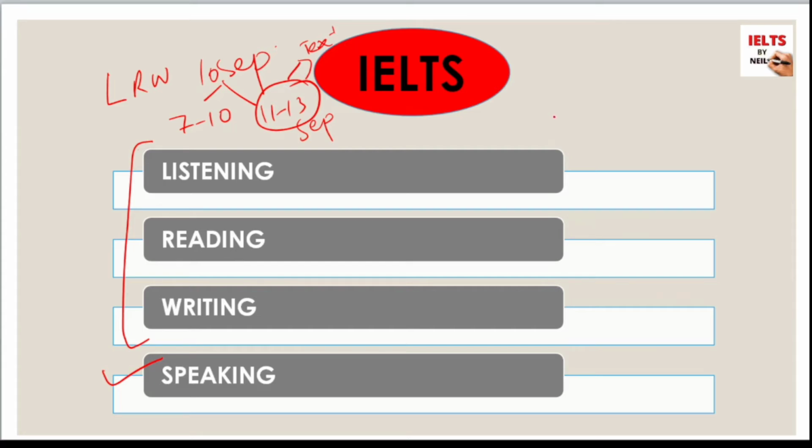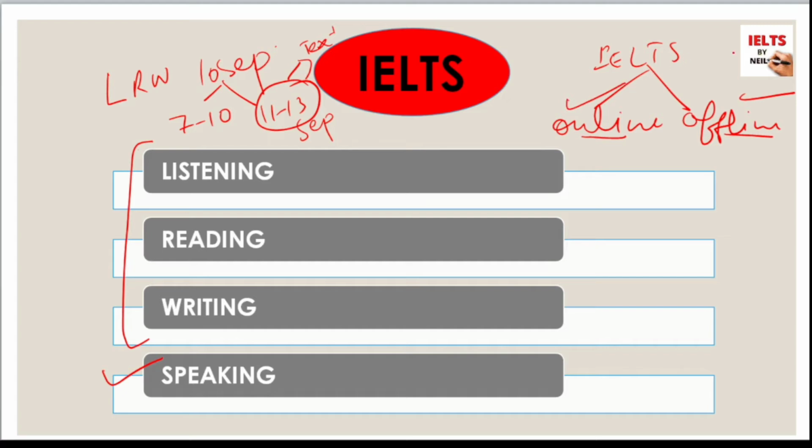Okay, next is IELTS exam can be done in 2 different ways. You can do either online IELTS, which we also call computer delivered, and there is offline IELTS that is called pen and paper based. This is pen and paper and this is computer delivered. In the pen and paper based, as the name suggests, you will have to write your answers with pen and paper, whereas in an online exam it is conducted on computer.